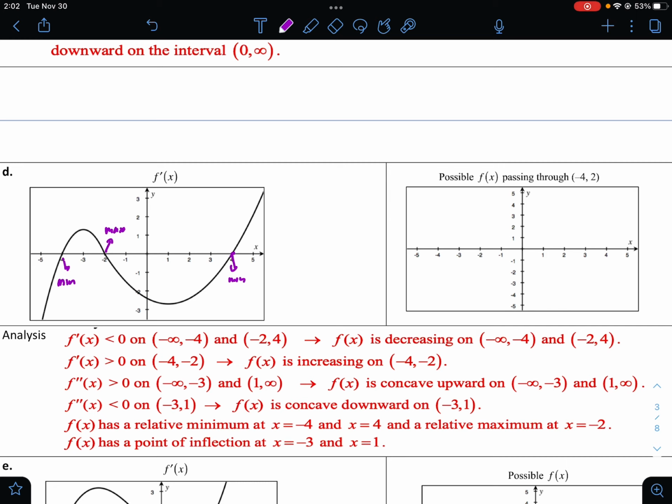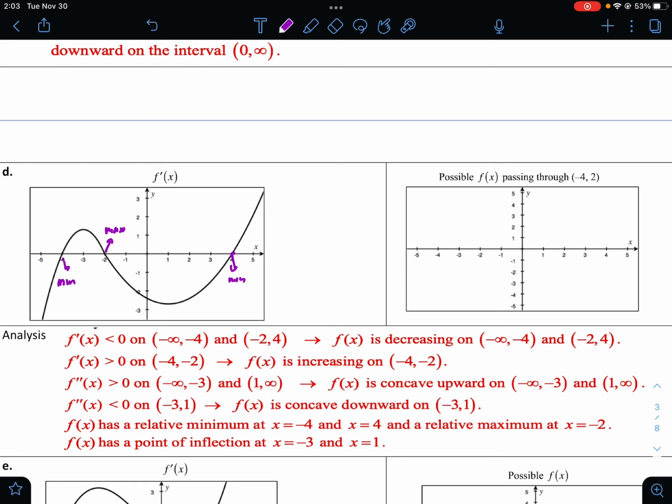Okay? Second derivative would be positive here, so concave up there, negative to about here, so concave down there, and then positive, so concave up there. All right, so this graph's going to look a little crazy, but they did give us a starting point for this graph.